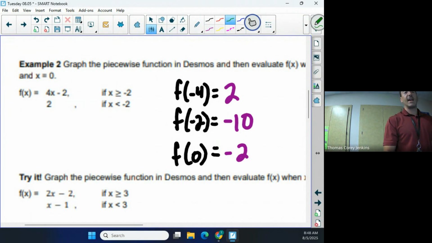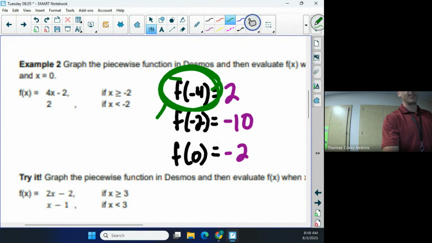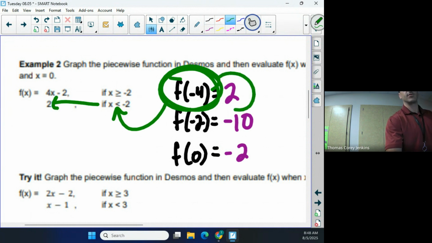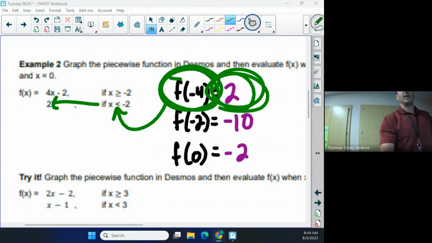But if I wanted to evaluate this without a graph, here would be my thought process. So f of -4, I would think first, which domain restriction does that fit into? So that fits into less than -2, right? -4 is less than -2 from my options, right? And it says my rule is if x is less than -2, then basically y equals 2, right? Which matches up with our answer from before. So you can do that as well. Okay, just one more example there.